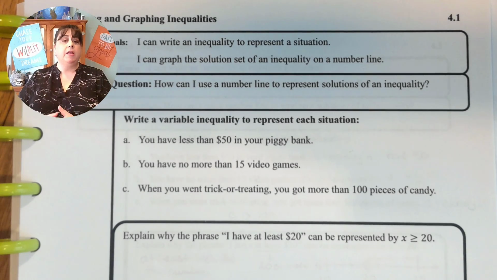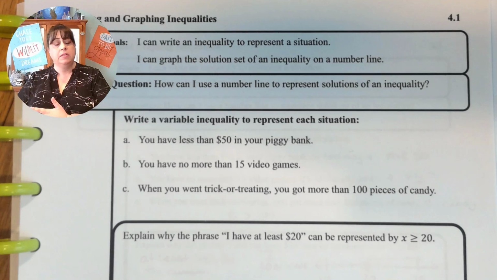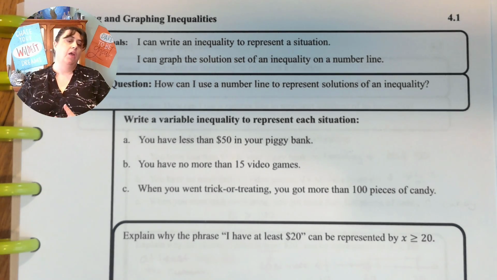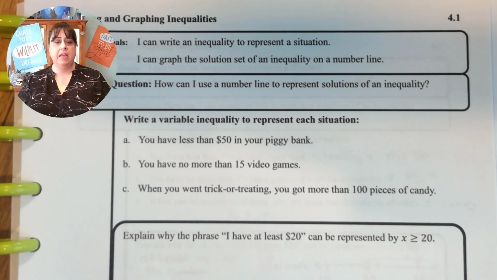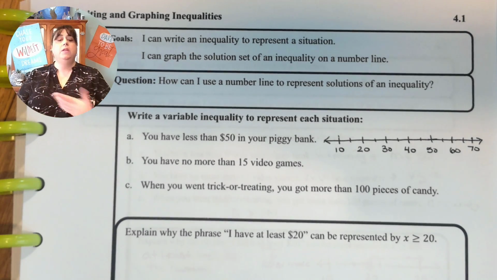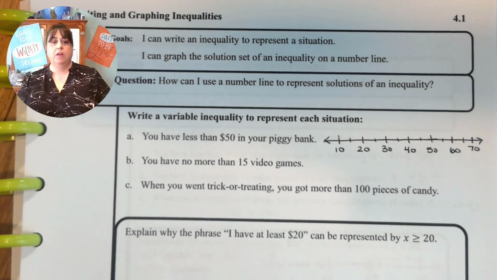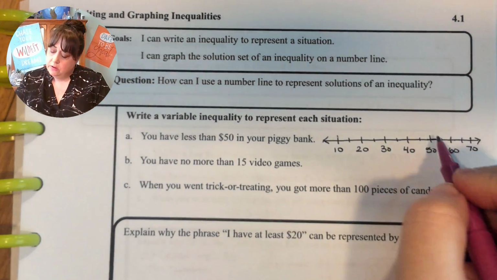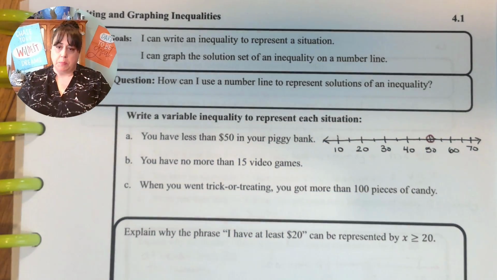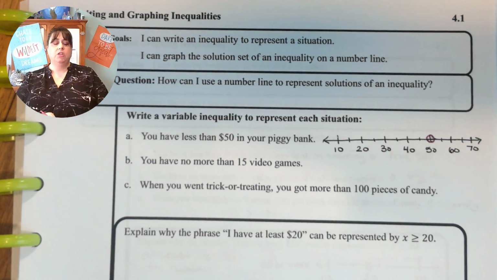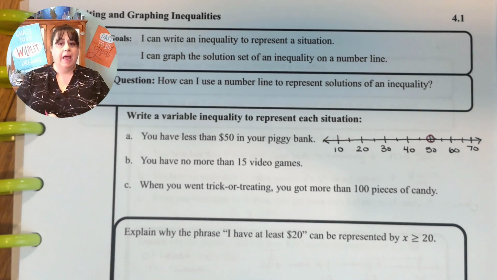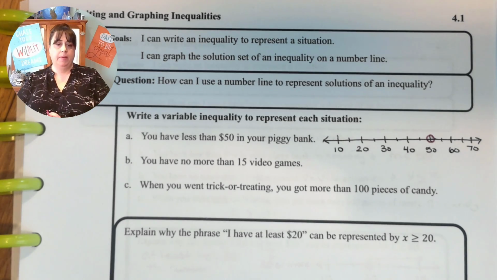So we're going to start by looking at 3 different ways that we are looking at inequalities in a real life situation. The first one is you have less than $50 in your piggy bank. So let's begin by sketching out what it looks like on a number line. So we know that we have something revolving around $50. So we use an open circle to represent that. Now the question is, is the $50 included, or do we have more or do we have less?